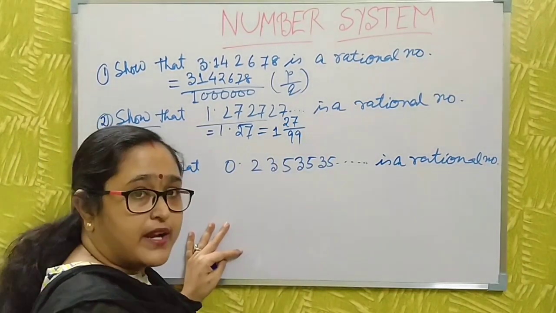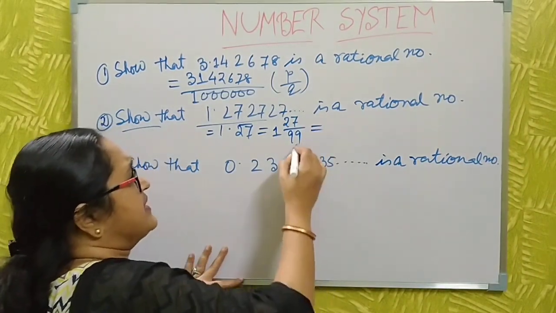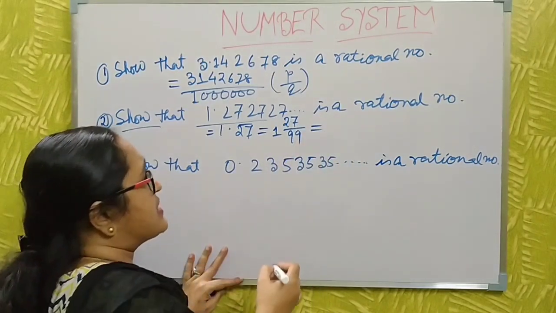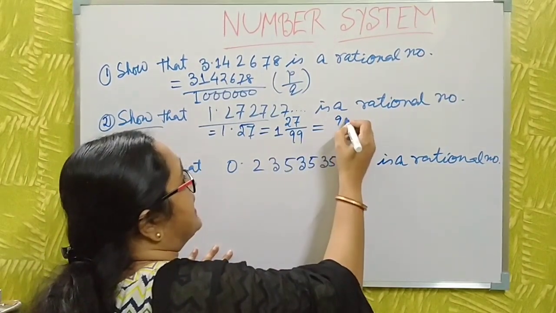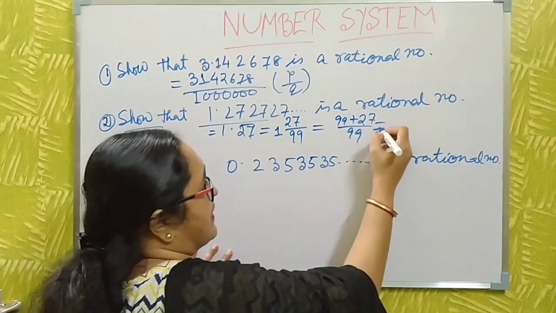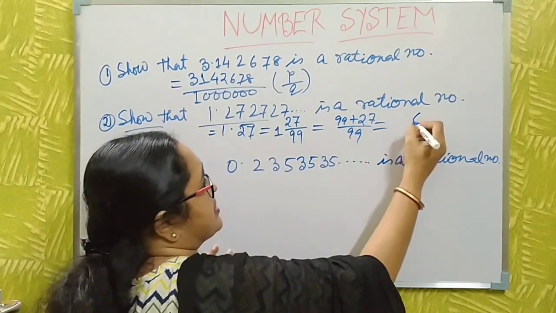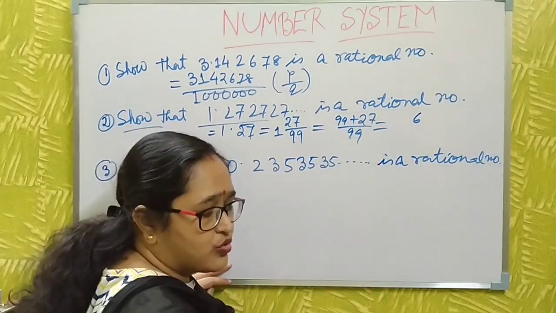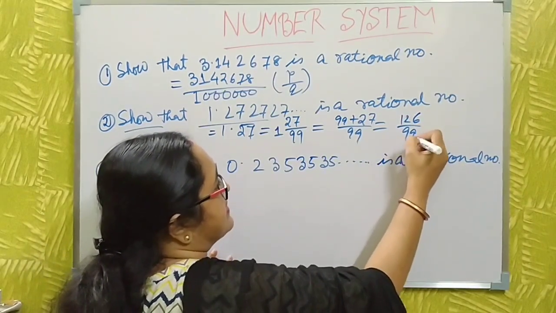One recurring digit gives 1 over 9, two recurring digits give 2 over 9. That's why you just multiply this number, do the addition, and write this number also. 99 plus 27 by 99. That's why 7 plus 9 is 16, carry 1, and then 9 plus 2 is 11, and 1 makes 12, and this is over 99.